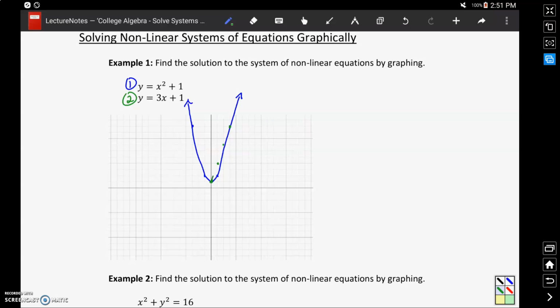I am not always the best artist here, but if we drew this very carefully, what we would end up seeing is that our two graphs intersect at 2 points. The first would be at the point 0, 1, and the second would be at the point 3, 10. So that's our first difference, is that once we start looking at nonlinear systems, it's possible to have more than one point of intersection. In this case we have 2, we have cases where we could have 4 or more, just depending on our functions.